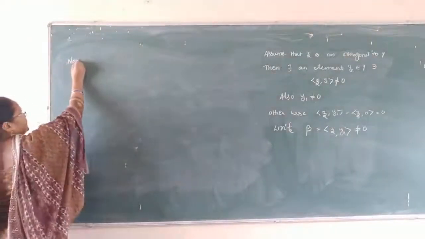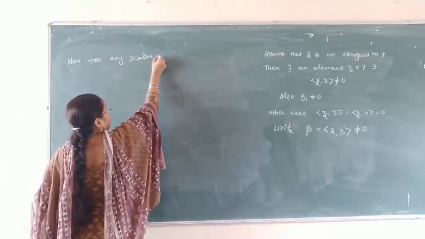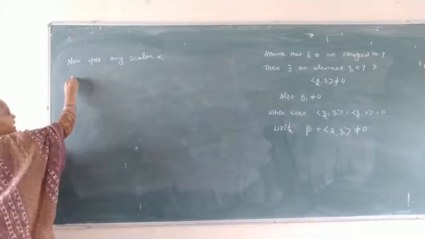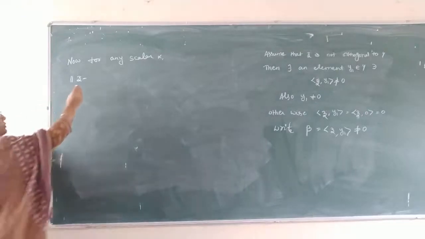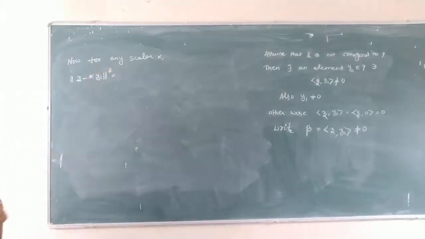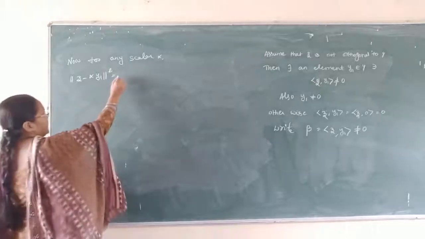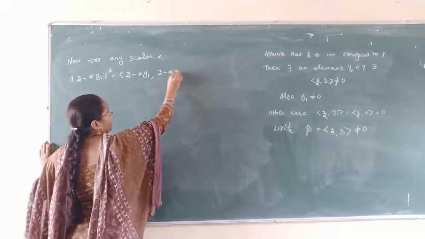Now for any scalar alpha, next line, norm Z minus alpha y1 whole square. We can simplify this thing. Norm x square formula we have to write in terms of the inner product. So inner product of x comma x, so inner product of Z minus alpha y1 comma Z minus alpha y1.